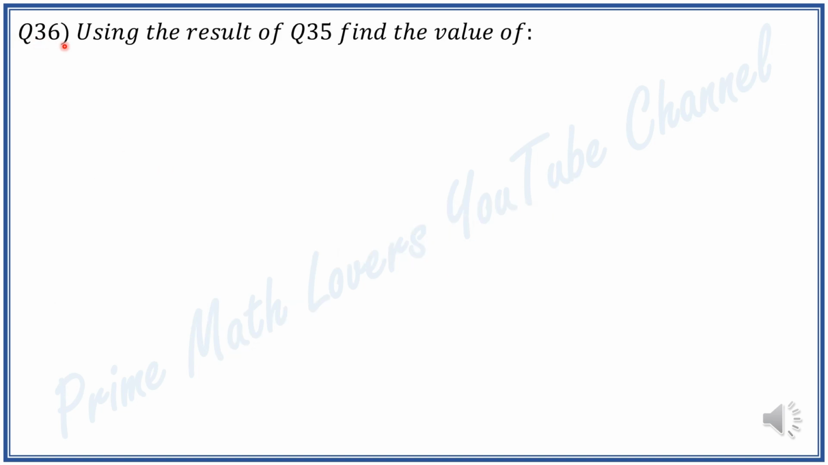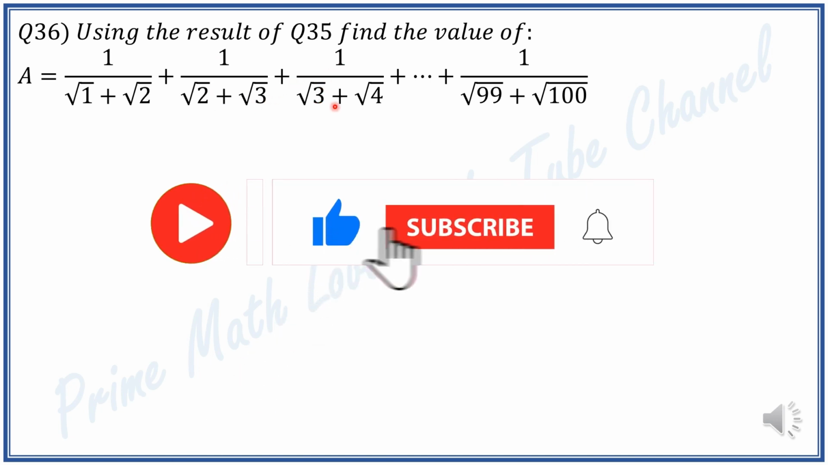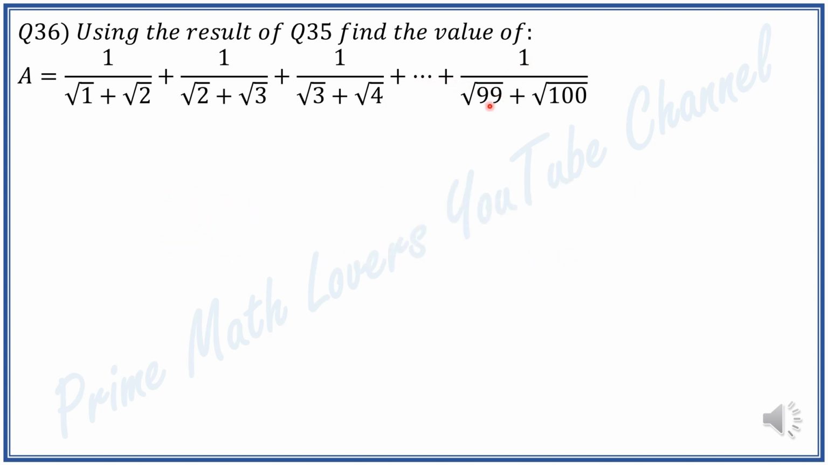Question 36. Using the result of question 35, find the value of a is equal to 1 over square root of 1 plus square root of 2, plus 1 over square root of 2 plus square root of 3, plus 1 over square root of 3 plus square root of 4, and so on until plus 1 over square root of 99 plus square root of 100. In question 35, we proved that 1 over square root of n plus square root of n plus 1 is equal to square root of n plus 1 minus square root of n.